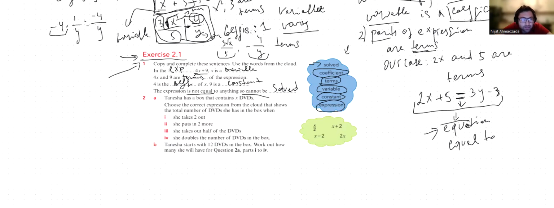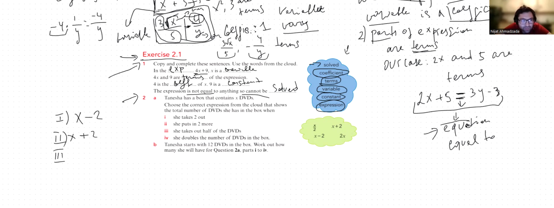So now, Tanisha, question number 2. Tanisha has a box that contains X number of DVDs. Choose the correct expression. So let's do part 1. She has X number of DVDs and she takes 2 out. Part 2. She has X number of DVDs. She puts in 2 more, so she adds 2.